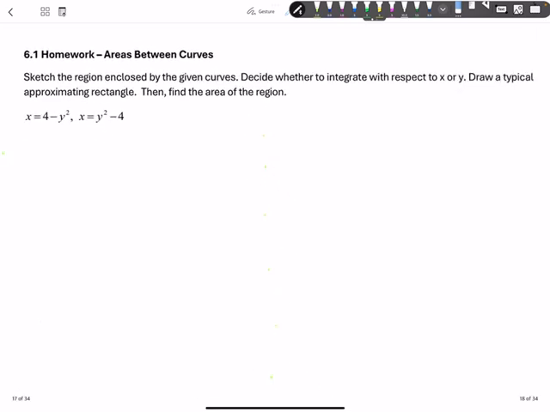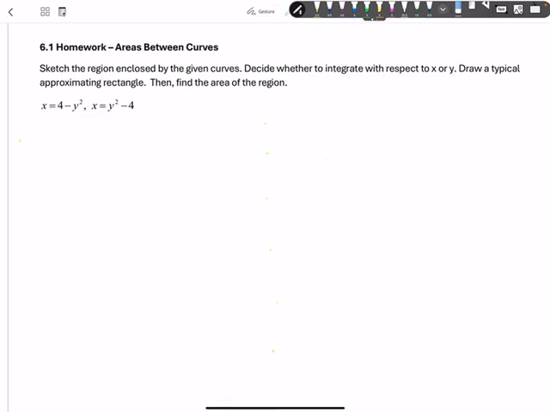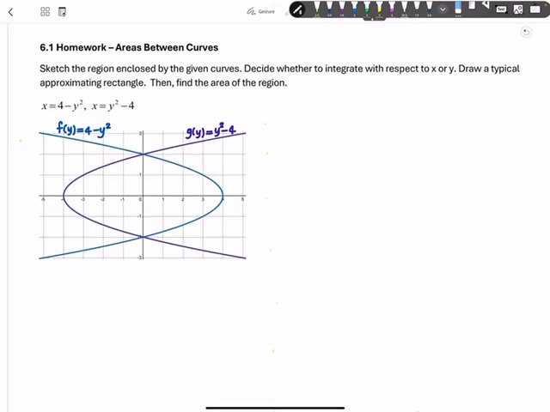All right, so for number, I don't know what number this is, but the problem says, sketch the region enclosed by the given curves. Decide whether to integrate with respect to x or y again, and then the same as before, draw a typical approximating rectangle. So the functions that are given here: x is equal to 4 minus y squared, and x is equal to y squared minus 4.